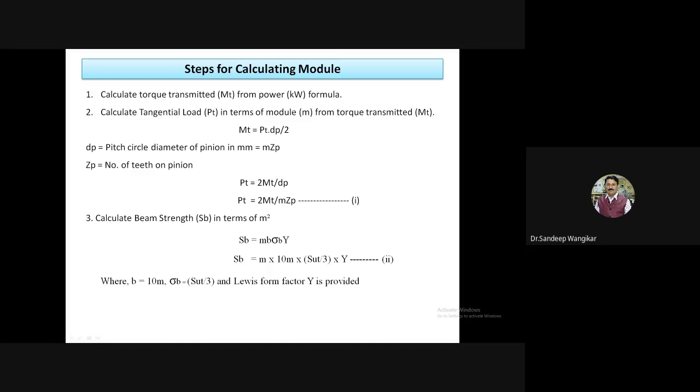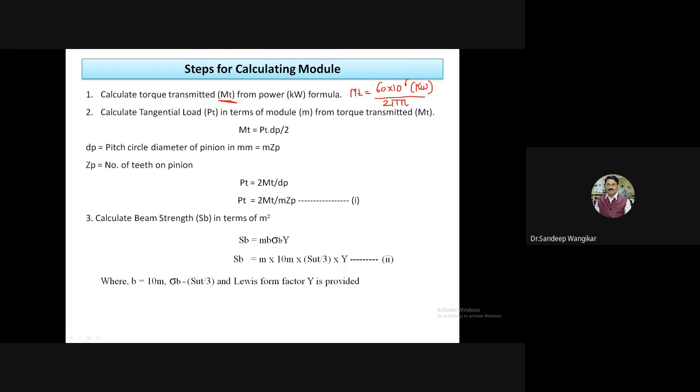So next is steps for calculating module. Very important. What are the different steps? So very first step: calculate the torque transmitted MT from the power formula. Calculate the torque transmitted by using the power formula. What is the formula here? We have already discussed MT is equal to 60 into 10 raised to 6 kilowatt divided by 2 pi n. If I substitute the kilowatt value in this formula, then I can easily calculate the value of MT. This is our step number 1, to calculate the value of MT in any of the numericals.